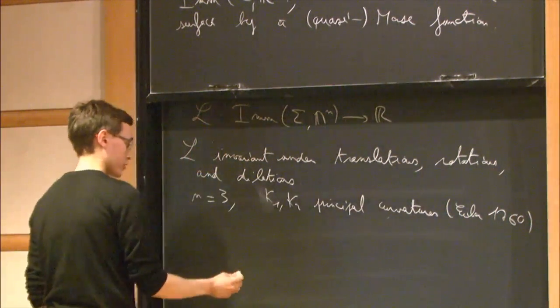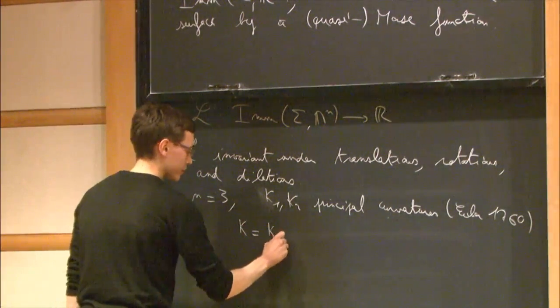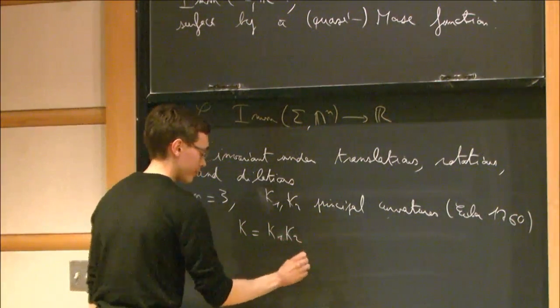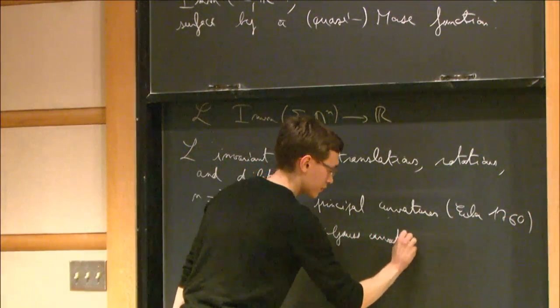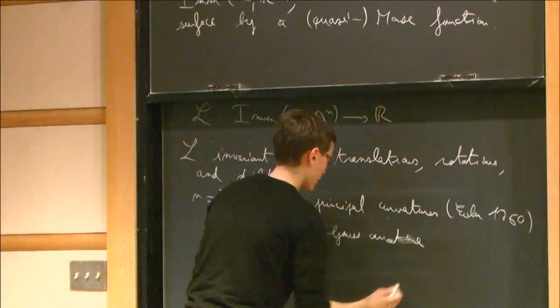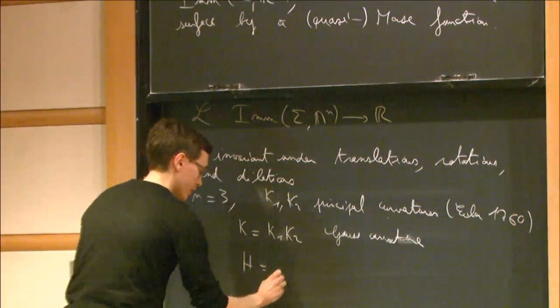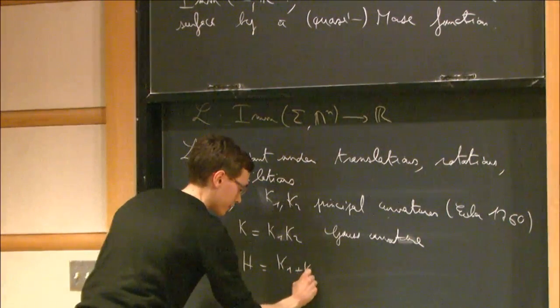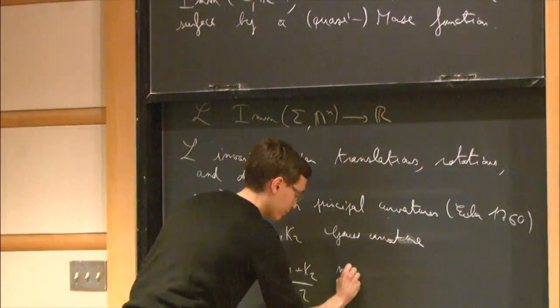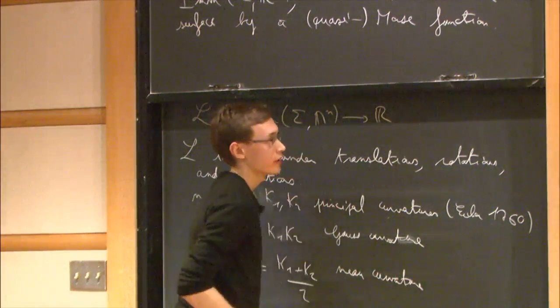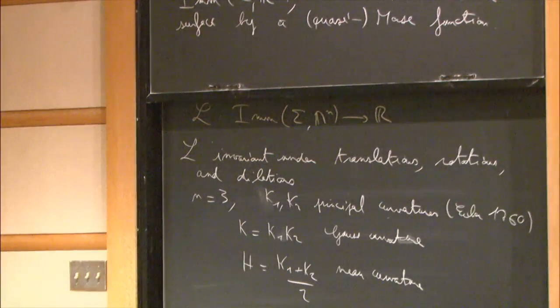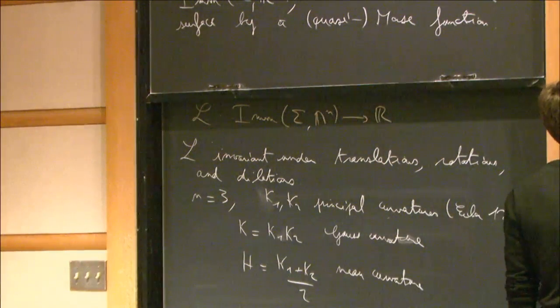And then we can define two natural quantities, which are the Gauss curvature, K, the product of the principal curvatures, and H, which is the mean curvature. And by the third invariance, under dilations, we want to integrate a quadratic quantity in the principal curvatures. So we have essentially two choices.